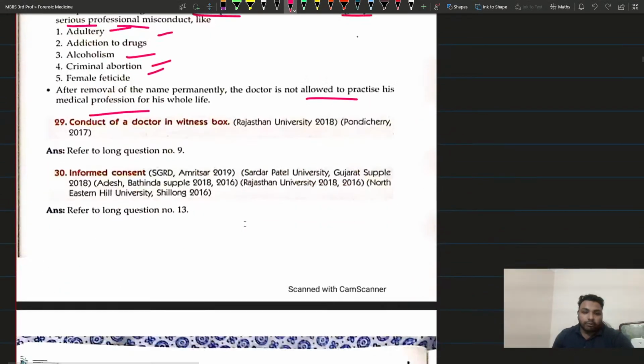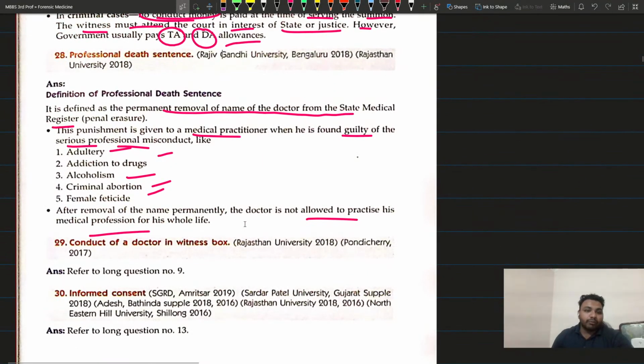Professional death sentence, already informed you, like it's the complete permanent removal of the name of the doctor from the state register.